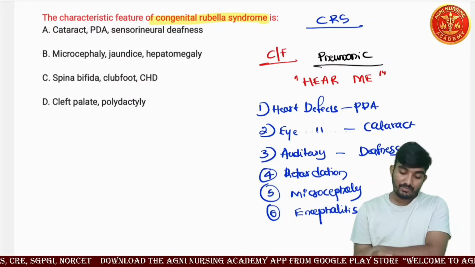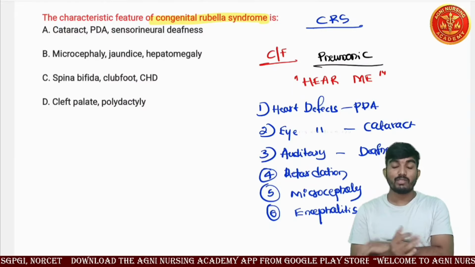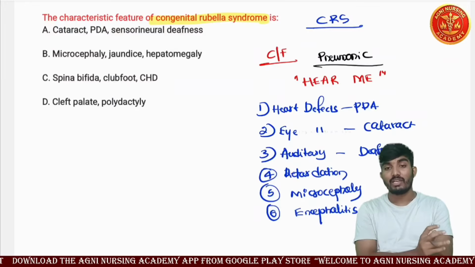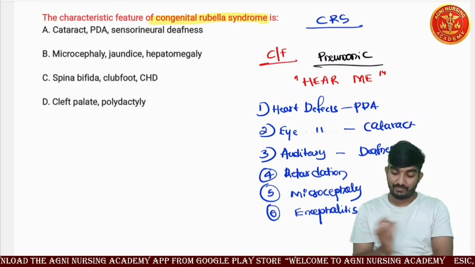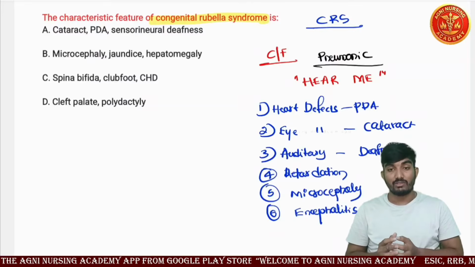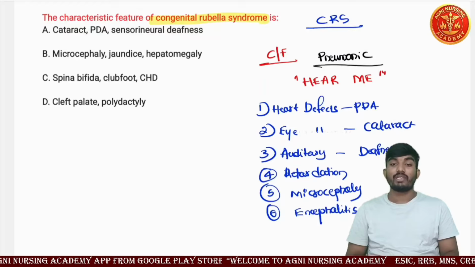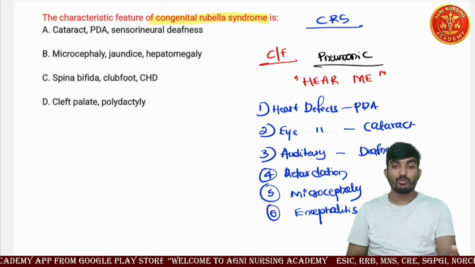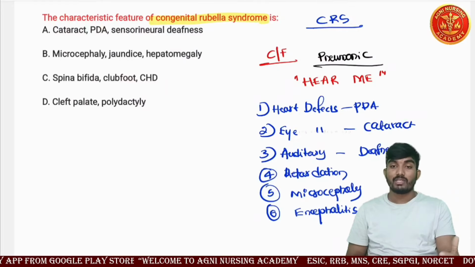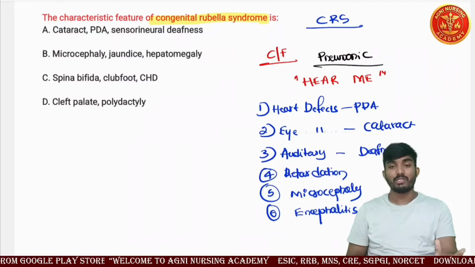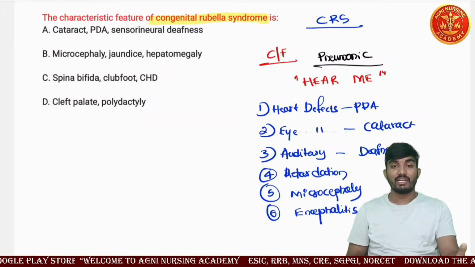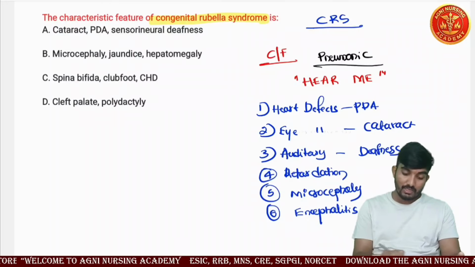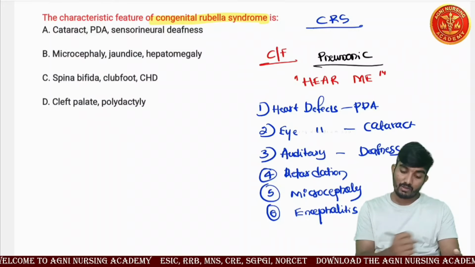Congenital rubella syndrome mainly transfers in the first trimester. It will cross the placenta in the first trimester only. How can we diagnose it? In congenital rubella syndrome, we can find out by the MMR vaccine titer, that is, rubella titer, and we can identify whether the vaccine was given or not. Now we will see the options one by one.